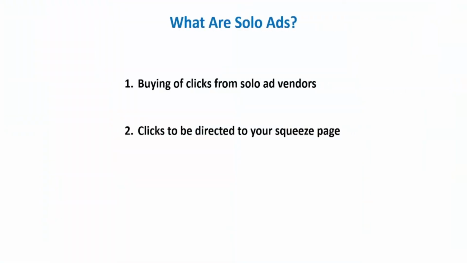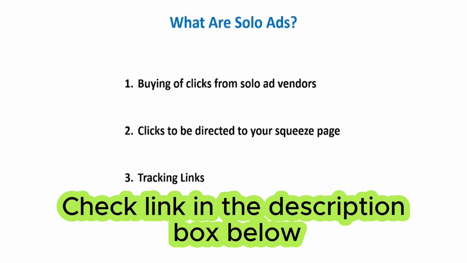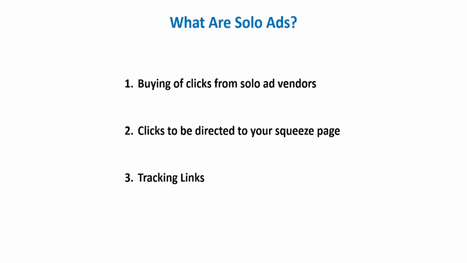As explained earlier, the solo ad clicks are directed to your squeeze page. A squeeze page is also called an opt-in page. After that, you need to have your tracking links. Now what are tracking links? Tracking links are custom links that you have created in order to track the sales and the solo ad vendors. The tracking link can be created with a third-party tracking software called Optin Dojo, and I will be covering that in my upcoming training series.